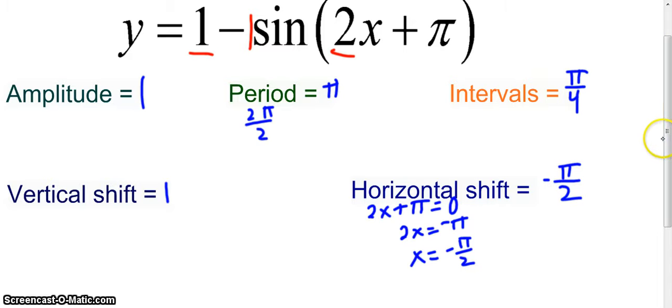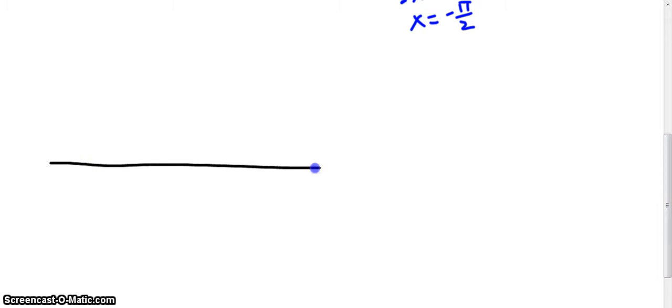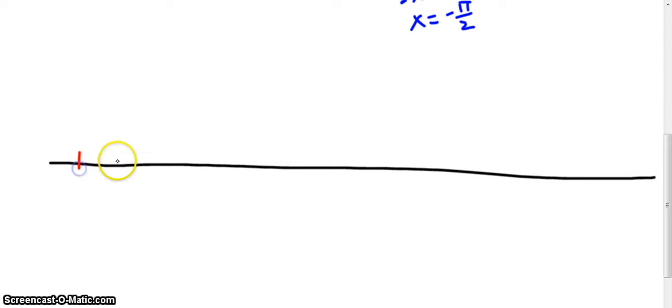Okay, now this is where things get fun. So when I'm graphing this, again, I want to make this nice for myself. So the very first thing I'm going to do is draw a horizontal line. And now I'm going to put in those 9 tick marks. So I'm going to do 1, 2, 3, 4, 5, 6, 7, 8, 9. The horizontal shift is my starting tick mark. So that's going to be -pi/2.